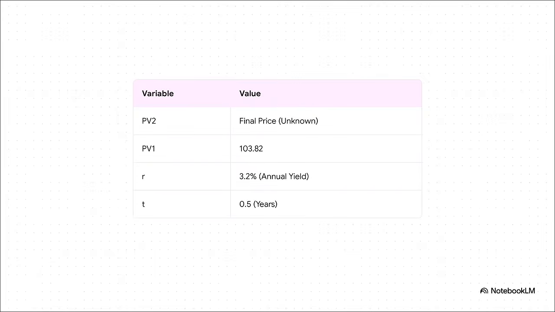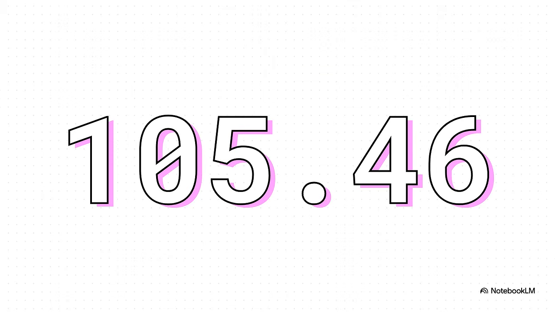And now for step 2. We take that price, the 103.82, and we use this compounding formula to basically let it grow for half a year. We're just multiplying it by 1 plus that annual yield, but here's the key. We raise it to the power of the time period, which is just half a year, or 0.5. And when you do that, you get your final price for this scenario. The bond, 2.5 years in, is worth 105.46, and that price perfectly captures both the value of the future payments and that little slice of accrued interest.